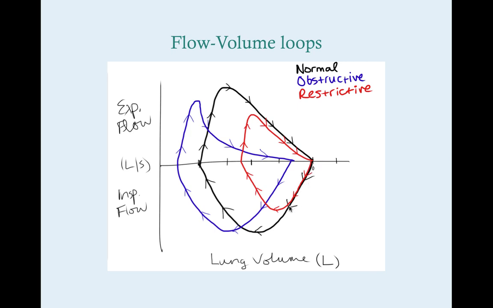So the rate of flow is normal. We don't have this unusually shaped curve here, which demonstrates obstruction, but the volumes are a lot less, and that's characteristic of restrictive diseases. So our residual volume is normal, but our total lung capacity is diminished.